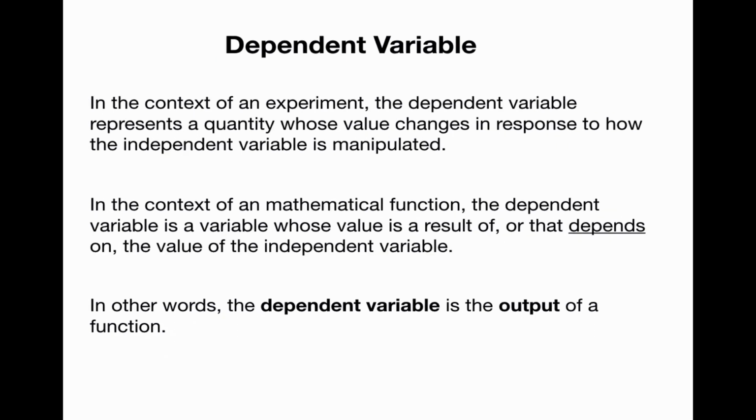Now, dependent variable, in the context of a scientific experiment, the dependent variable represents a quantity whose value changes in response to how the independent variable is manipulated. Now, in the context of a mathematical function, the dependent variable is a variable whose value is a result of, or that depends on, the value of the independent variable. Or in other words, the dependent variable is the output of a function.